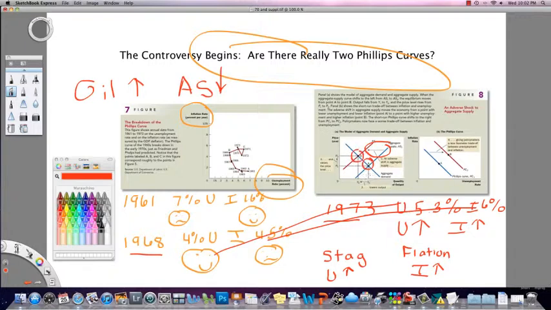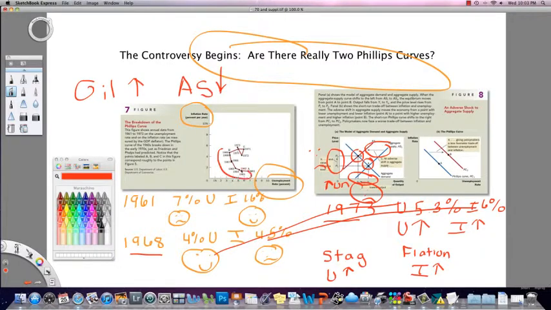And when we move from point A to point B, we can see an increase in price, which is not a good thing. And we can see a decrease in GDP, which means a decrease in employment, which would be an increase in unemployment. And we can also see that that would be bad. So rather than having one good and one bad, here we have two bads. Now, back to the question, are there really two Phillips curves?